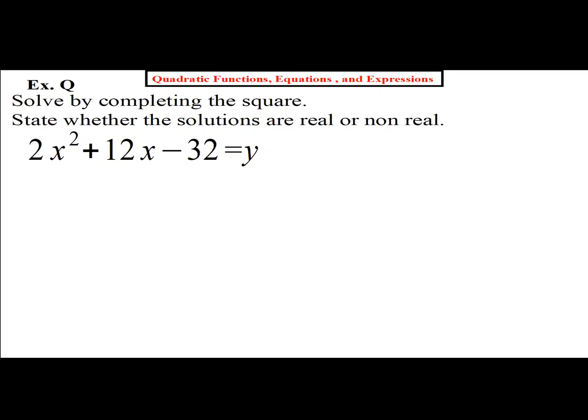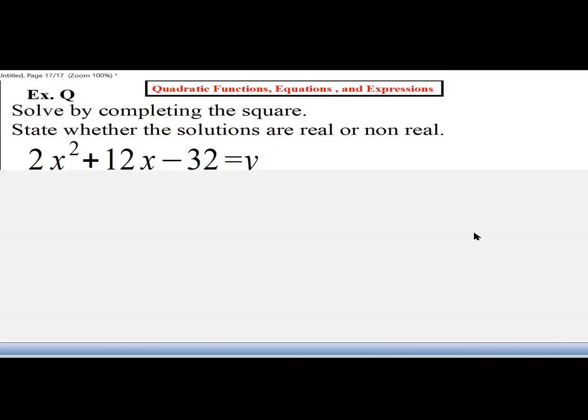All right, so let's do this one together. Step 1. Is it in standard form? From highest to lowest degree, yes, but it has to be equal to 0. So I do 2x squared plus 12x minus 32 equal to 0.